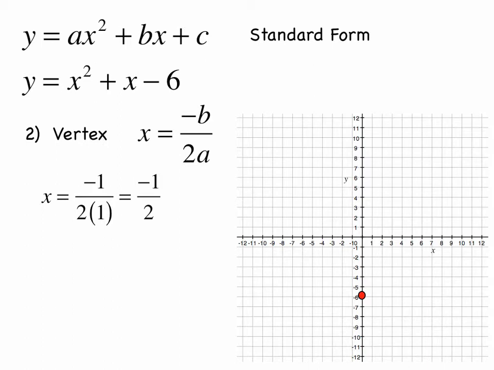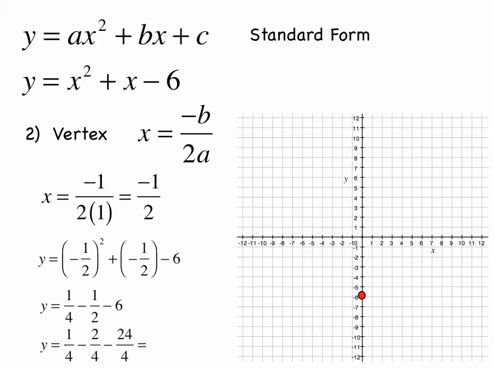In order to find the y value, I have to plug in negative 1/2 into my equation. So to find the y value, it's going to be negative 1/2 squared plus negative 1/2 minus 6. You should be able to do this without a calculator. Negative 1/2 squared is 1/4, minus 1/2 minus 6. Fractions, all you need to do is get a common denominator. So it's 1/4 minus 2/4 minus 24/4, and that is going to be negative 25/4.